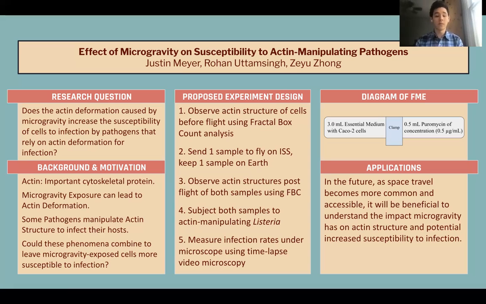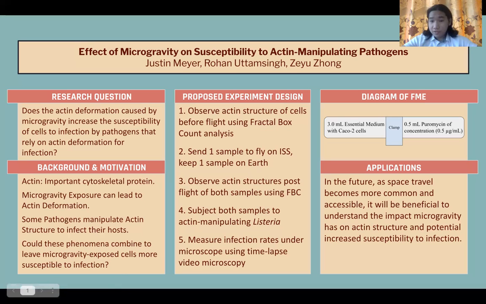While this is happening, we'll measure the infection rates under a microscope using something called time-lapse video microscopy, which will basically take a time lapse over 20 hours of the infection. And then after, we'll analyze that quantitatively and qualitatively, focusing mostly on rate of infection, differences between rate of infection, and differences between methods of infection of the Listeria.